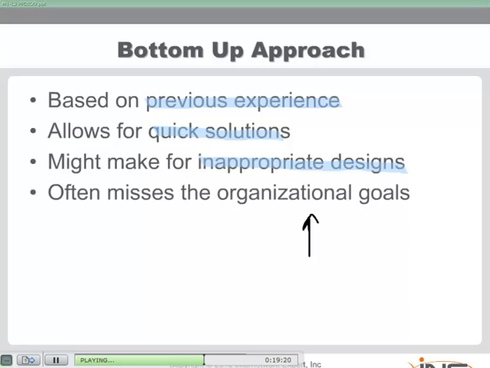So it's not like we're always undershooting what the company could do from a technology standpoint. Oftentimes, we're completely overshooting what the company needed in order to achieve its organizational goals.